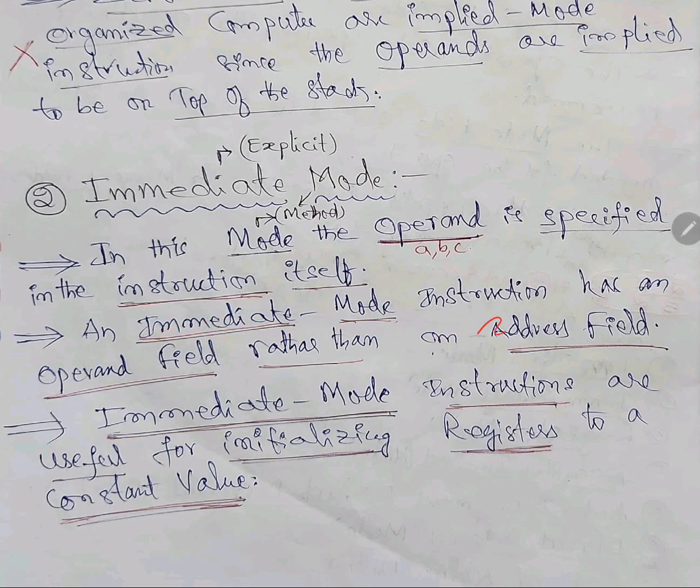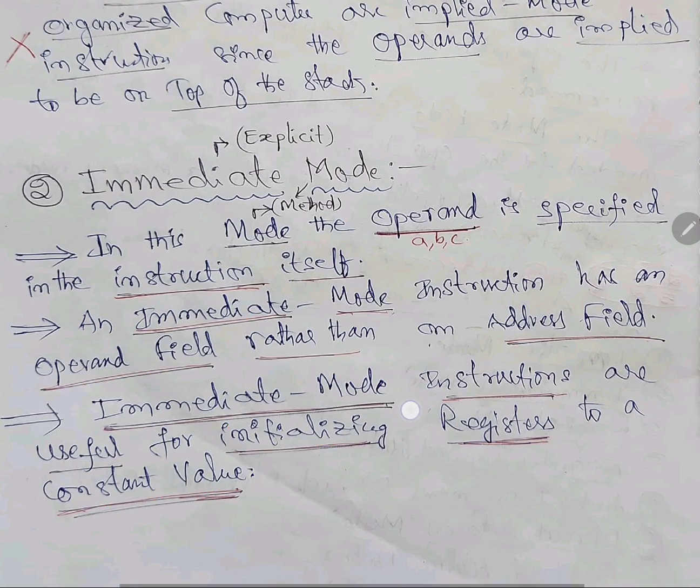In immediate mode, the instruction has an operand field rather than an address field. Instead of an address field, we have an operand field. That is the difference. Immediate mode instructions are useful for initializing registers to a constant value. For constant values, it will be used. Right? Very simple.